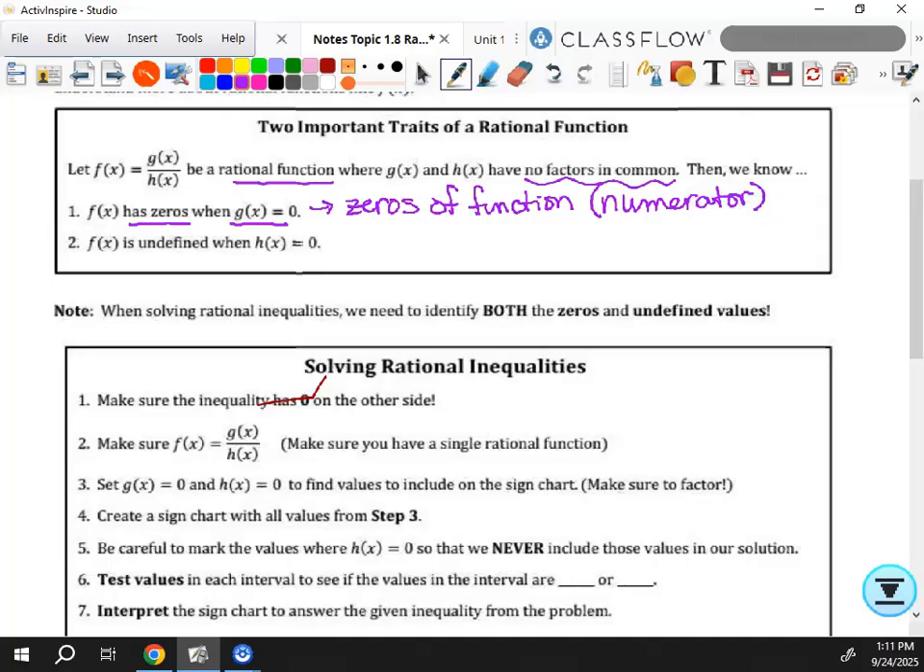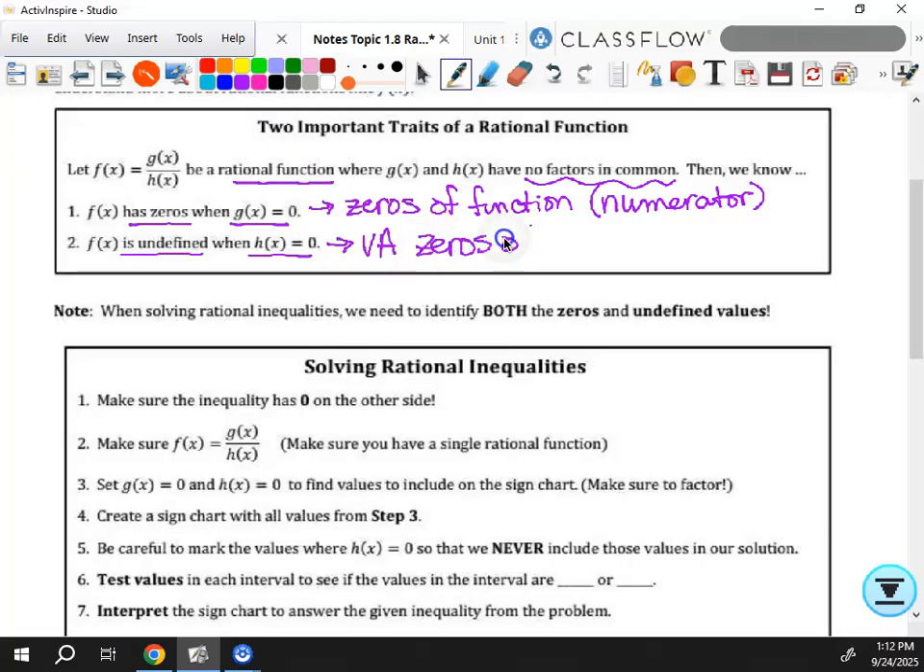All right, so as I was saying, f of x is undefined when h of x, or the denominator, is equal to 0. That is your vertical asymptotes, and that is the zeros of the denominator. So we know that. We've already reviewed all that stuff, but we have two different things that we have to look at for our rationals, okay?